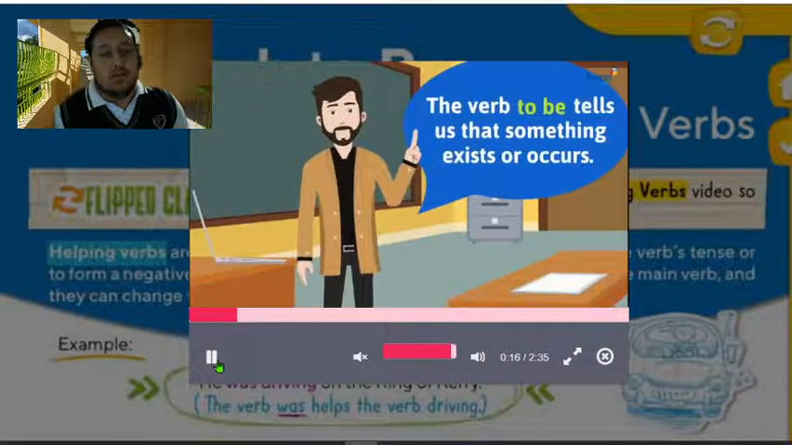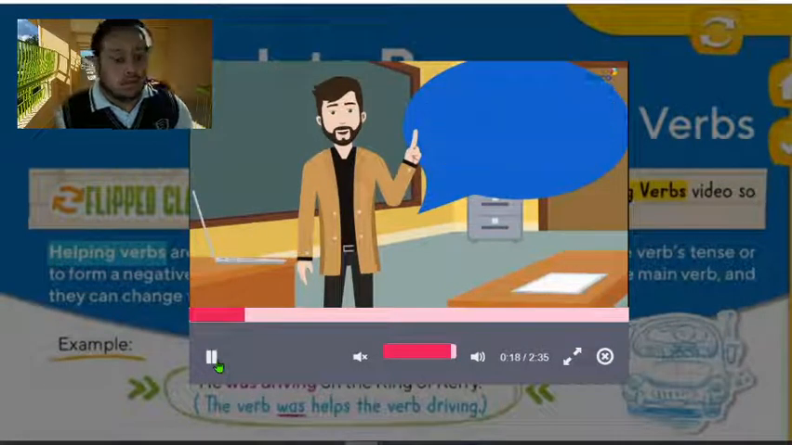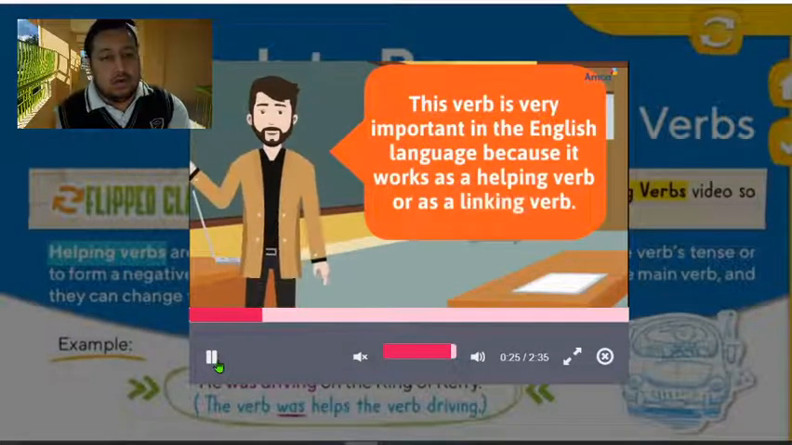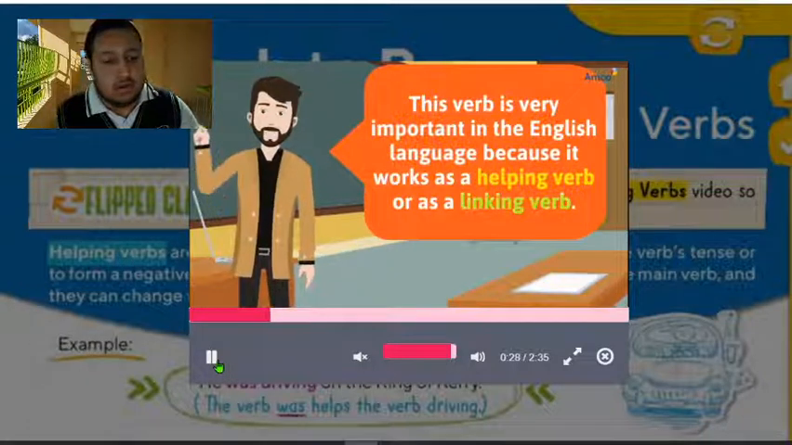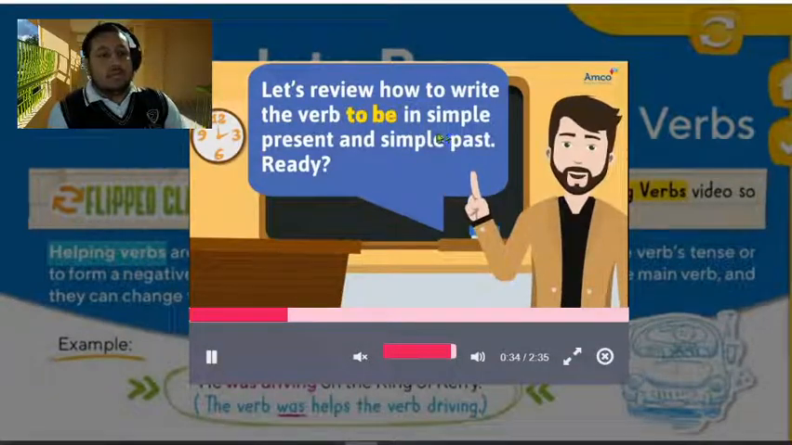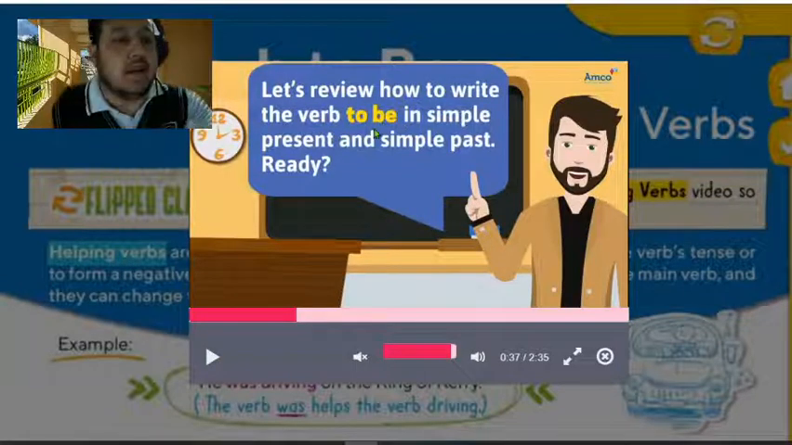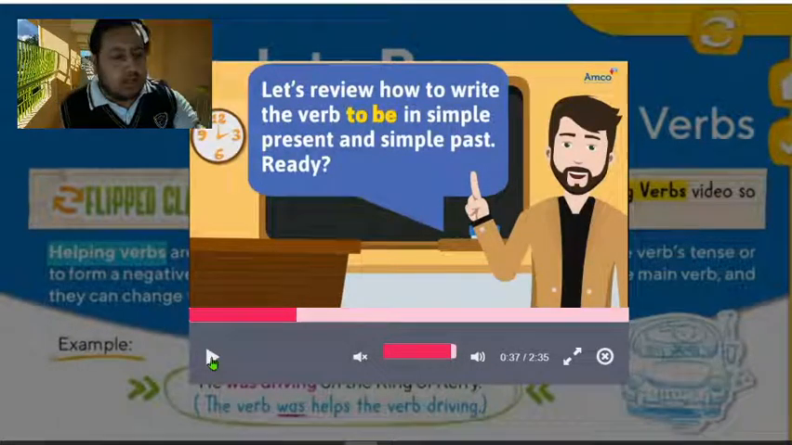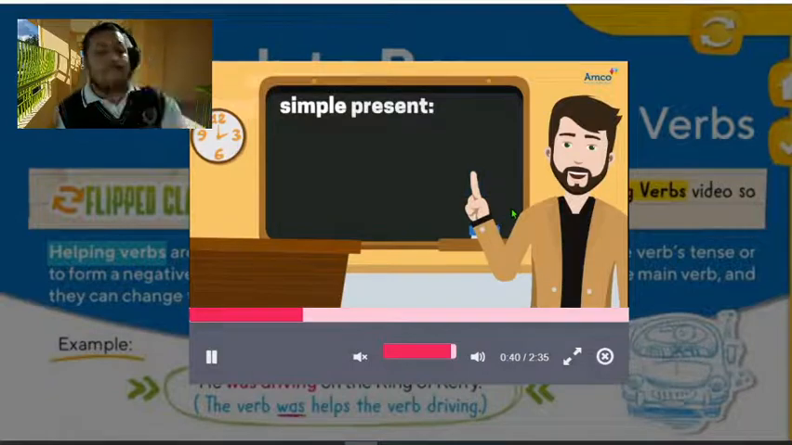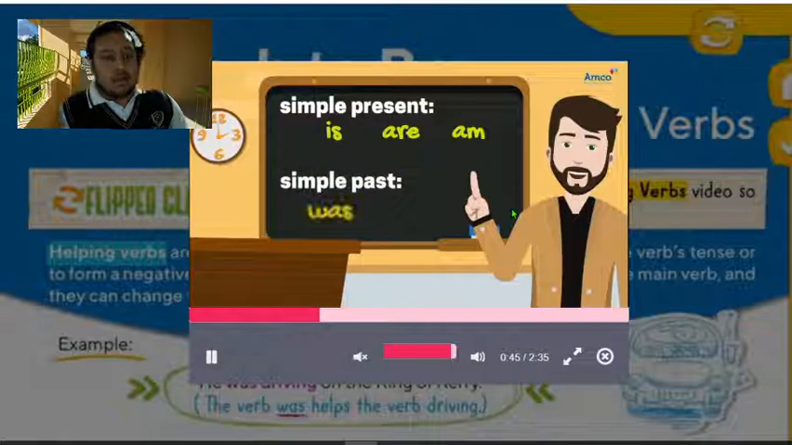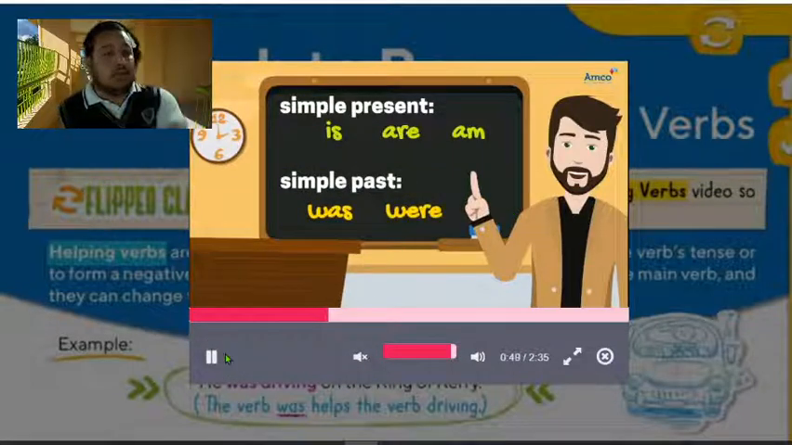The verb to be tells us that something exists or occurs. This verb is very important in the English language because it works as a helping verb or as a linking verb. Yes. Pay attention here. Let's review how to write the verb to be in simple present and simple past. So this one you should know by now, right? Esto ya lo saben hacer. Cómo escribir el verb to be. Am, is, are en presente y en pasado es lo que acabamos de ver ahorita. Ready? Simple present. Is, are, am. Simple past. Was, were. Pay attention.